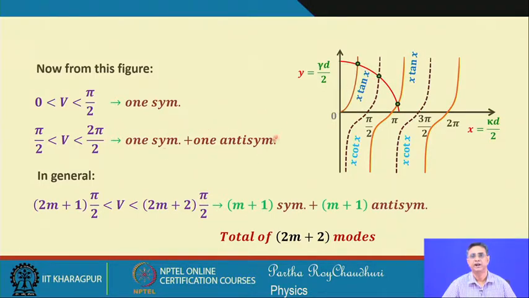So, there will be two modes, and in this way if you proceed for the values of v which lies between twice m plus 1 pi by 2 and twice m plus 2 pi by 2, that is within a spread of pi by 2 between these two positions, then you will have m plus 1 symmetric modes and m plus 1 antisymmetric modes. So, this is simply just by induction of these two initial facts, we can arrive at the conclusion that the total number of modes supported is equal to twice m plus 2, provided that the value of v lies between these. This is the total number of modes which will be supported.